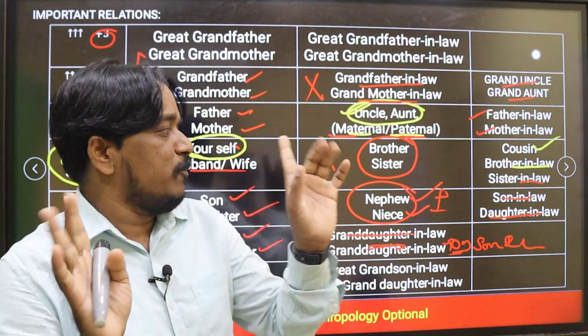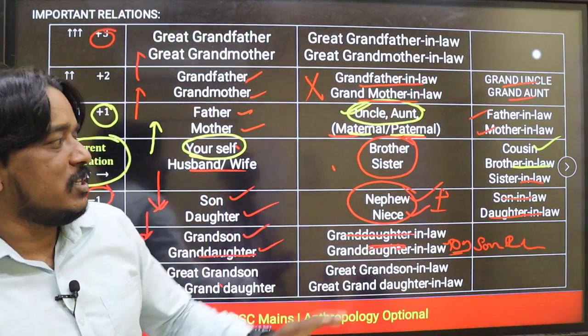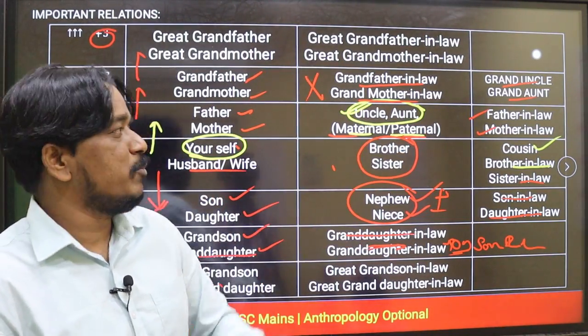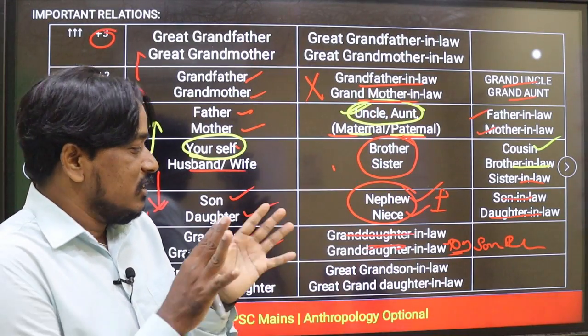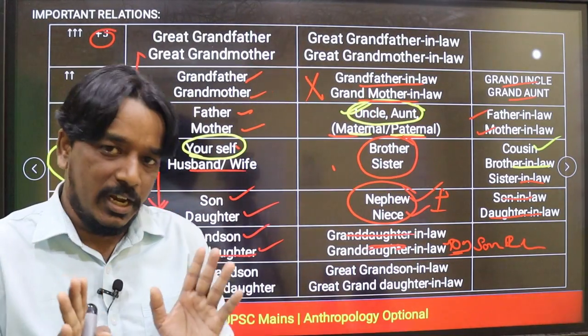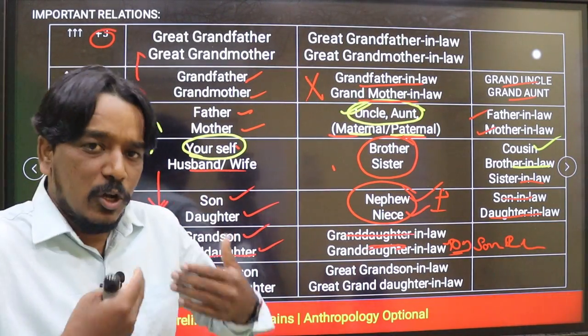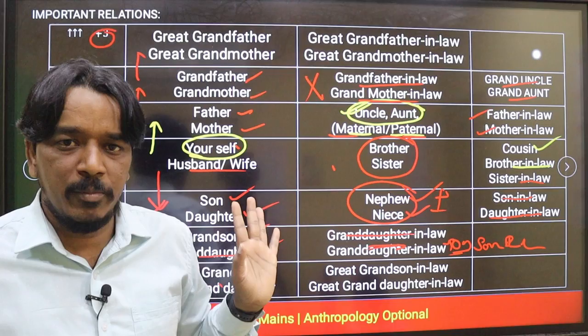Don't bother about this. But particularly, don't get confused about cousin, brother-in-law, sister-in-law and brothers, and paternal, maternal, and particularly nephew, niece, and all these remaining points. So all these are the basic important points. Don't worry about this. If you are solving multiple questions, automatically you can remember all these points.